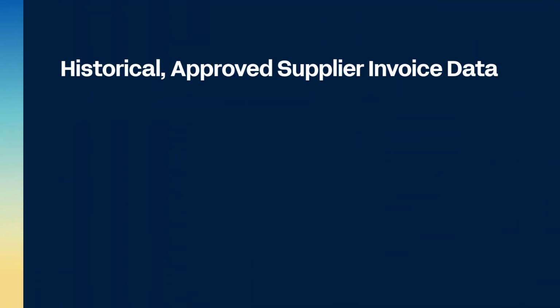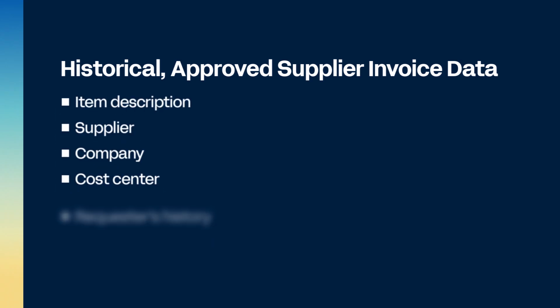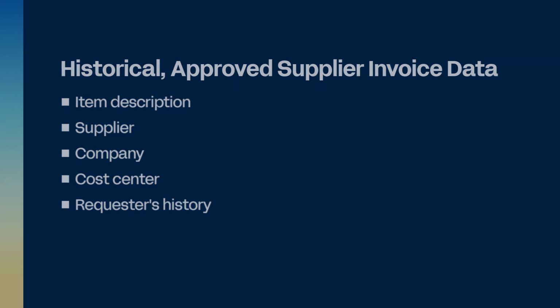The Spend Category Recommendation feature uses machine learning to suggest the most likely spend categories for your purchase order line items. It can recommend up to 5 categories, which saves you time and reduces the risk of misclassification. The Workday model bases these recommendations on historical, approved supplier invoice data, looking at factors like the item description, supplier, company, cost center, and the requester's history.